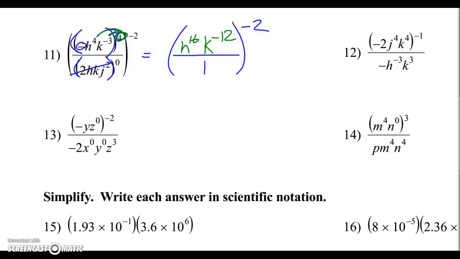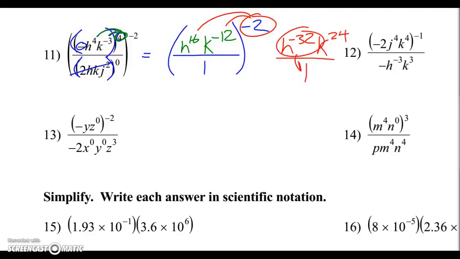Okay. And then you've got a couple options at this point. You can immediately distribute the negative 2 to both the other 2 terms. That would look like this. Power to a power, so then I would have h to the negative 32 power, and k to the negative 2 times negative 12, that is to the 24th power, and you would find out that this wants to move downstairs. So our final answer is k to the 24th over h to the 32nd. And you can do it that way.